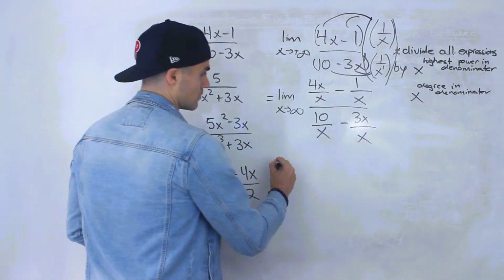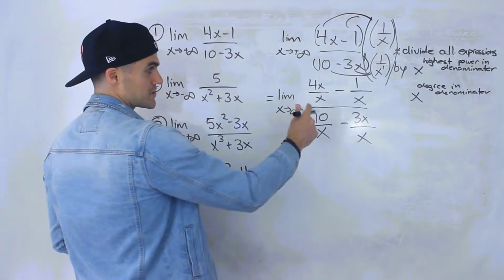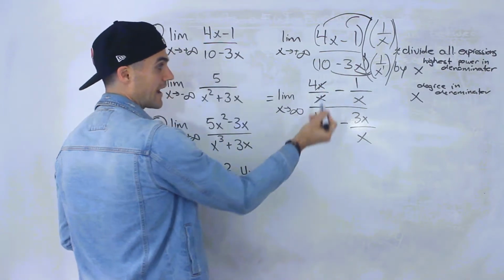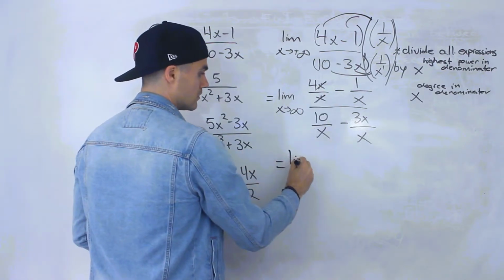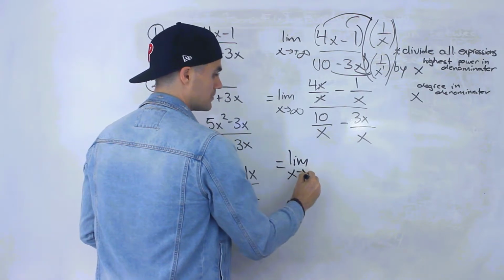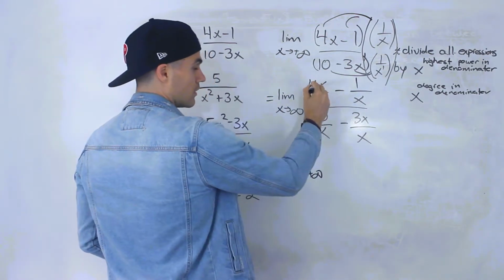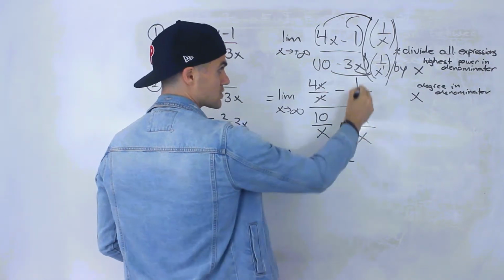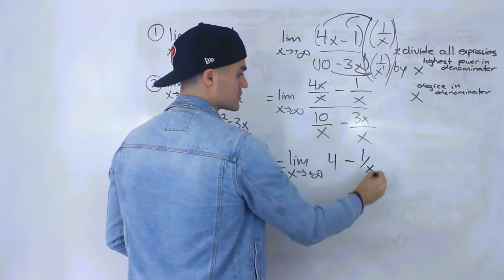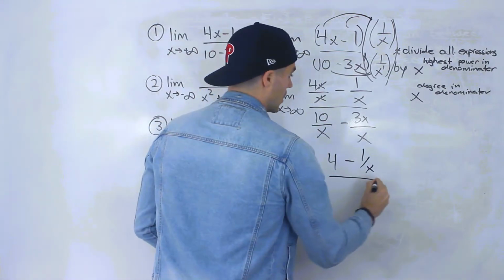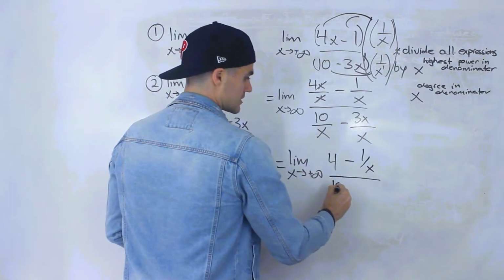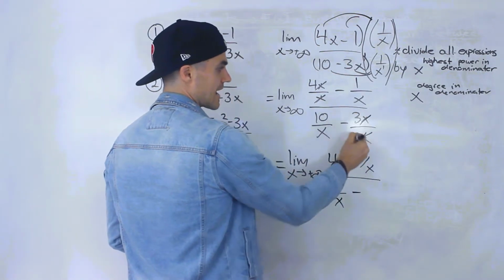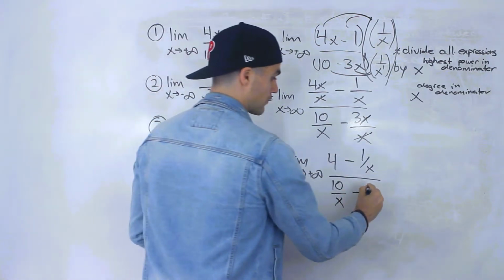Okay, so what happens here? Notice that we can simplify some of these. This x and that x cancel out. And so what would we be left with here? If the x's cancel out, we're just left with 4. So we'd have 4 minus, over here nothing can cancel out, so this would just be 1 over x, all over 10 over x minus, notice that these x's here cancel out, so we'd be left with a 3.